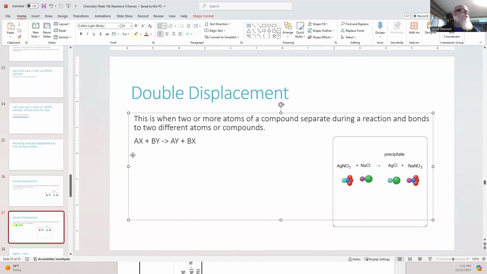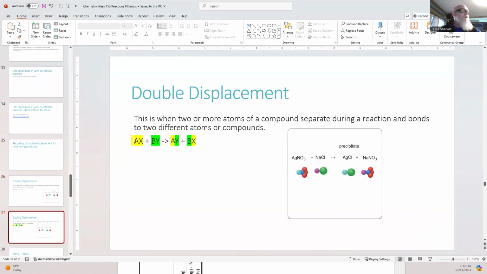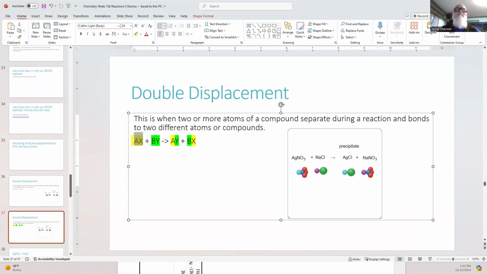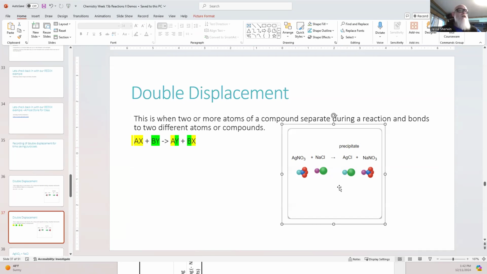For the example here, I color coded it. We see the yellows are the AX, and the green is the BY, and it breaks apart so that the A groups up with the Y, and the B groups up with the X, and forms two new compounds here. And so here's an example.